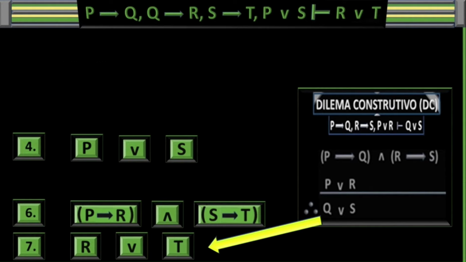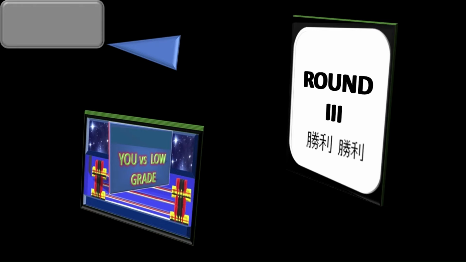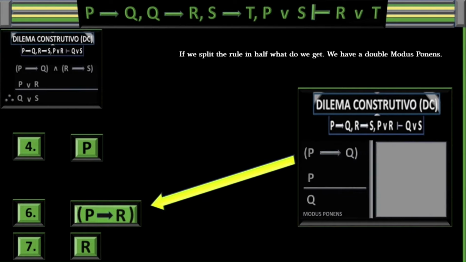The constructive dilemma is an inference rule that excels in ingenuity. Note that the constructive dilemma is a rule that is based on a double modus ponens. If we split the rule in half, what do we get? We have a double modus ponens.